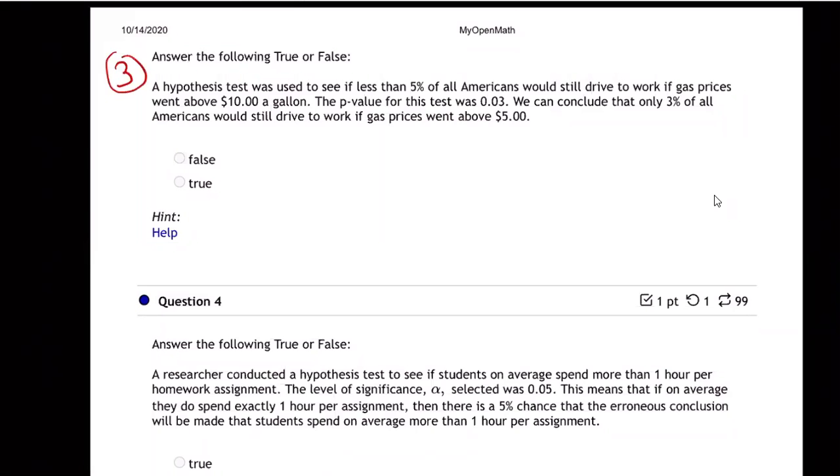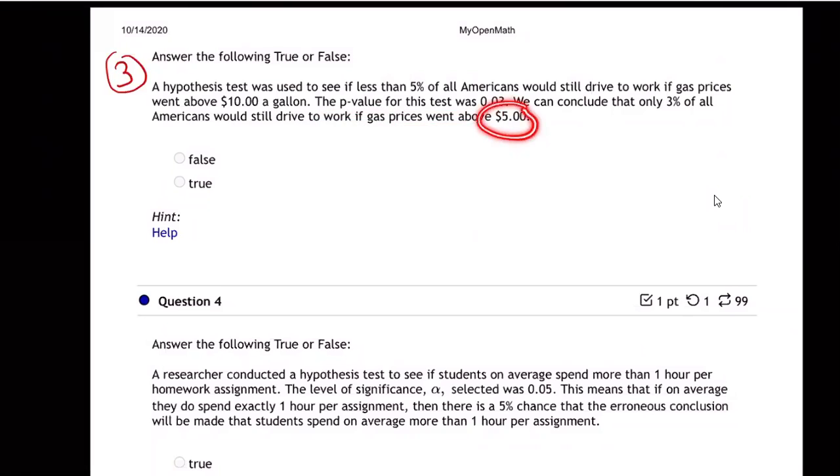Question 3. All right, let's see here. A hypothesis test was used to see if less than 5% of all Americans would still drive to work if gas prices went above $10 a gallon. Wow, that'd be expensive. The p-value for this test was 0.03. We can conclude that only 3% of all Americans would still drive to work if gas prices went above $5.